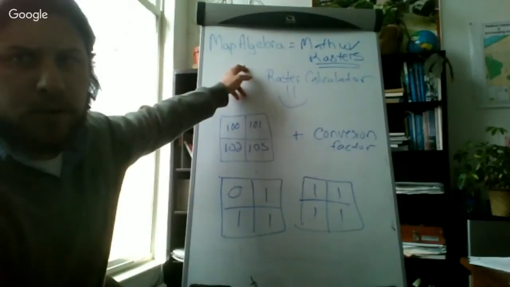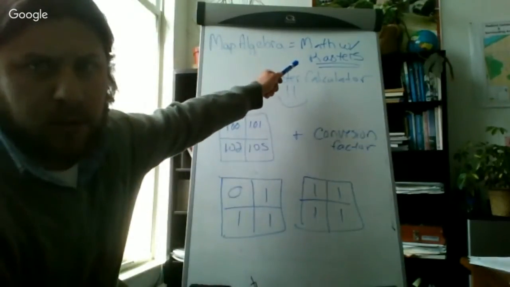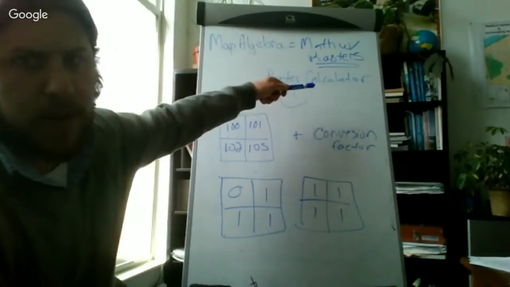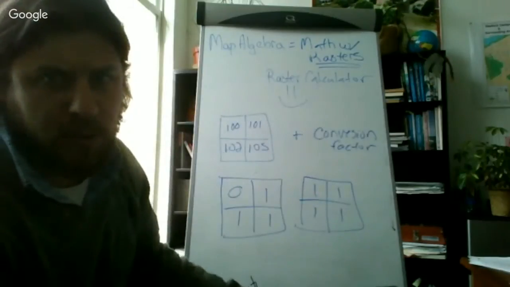And so hopefully we all already know how to do algebra. So what we're going to basically learn how to do is math with rasters. It's going to be very similar to how we do standard algebra, except instead of having variables, we have different raster data sets that take their places.